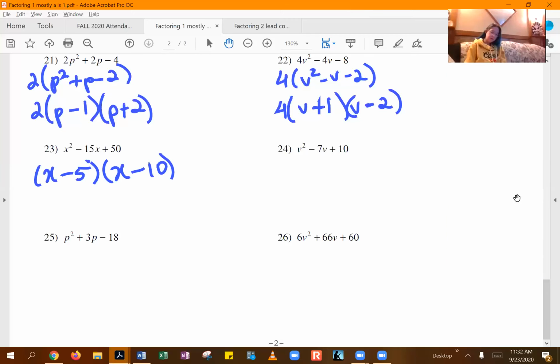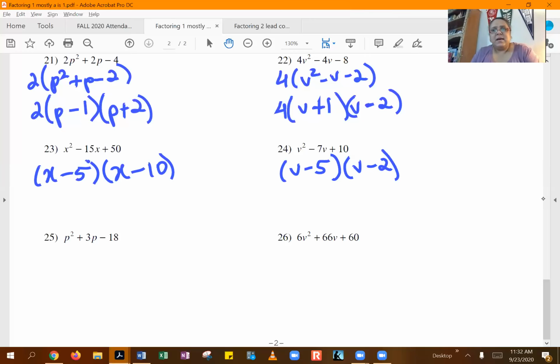I got parentheses v minus 5 and then parentheses v minus 2. Okay, so when we multiply -5 and -2, that's +10. And when you add them, it's -7. All right, very nice, Maya. Nicely done. So that brings us to the last 2 problems on this handout. So for number 25, Mikhail, what did you do for that one?